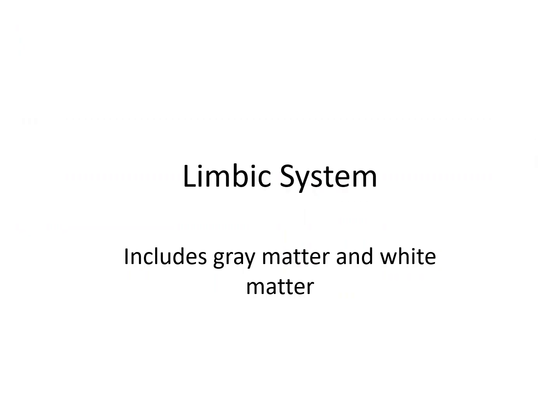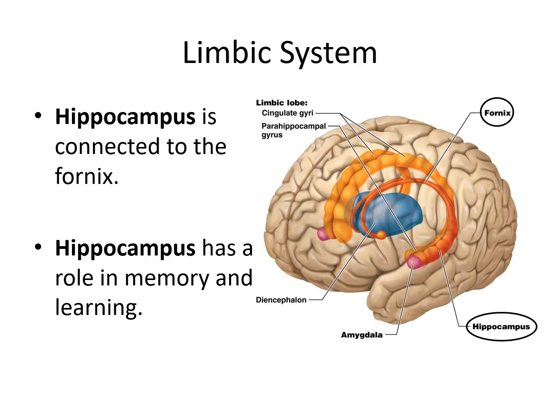One of the internal regions of the brain is called the limbic system, which includes both gray and white matter. There are many subregions of the limbic system, but we're going to only identify a few of them. One of these is called the hippocampus, and it's connected to a region called the fornix. And so here's the hippocampus. It's like a little horn that encircles the diencephalon. The hippocampus has a role in memory and learning. So with damage to the hippocampus, you may have effects on your memory.